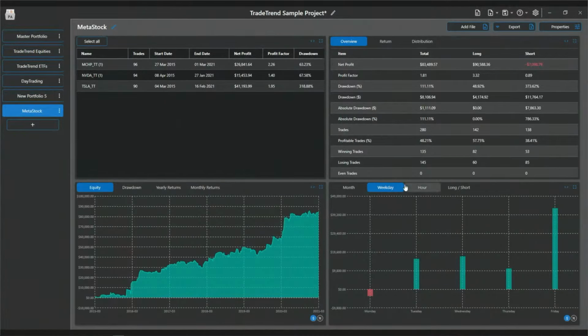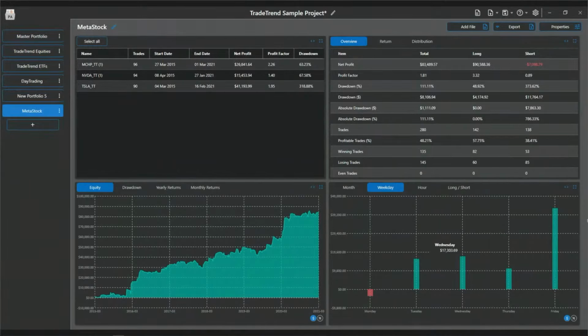For example, if you look at the weekday chart here, you can see that on Monday, this portfolio would not have performed very well. I would have lost some money possibly. Whereas on Tuesday, Wednesday, and especially on Friday, it would have performed really, really well. So this gives you some very important insight as to when your portfolio is more likely to perform better than on other days.